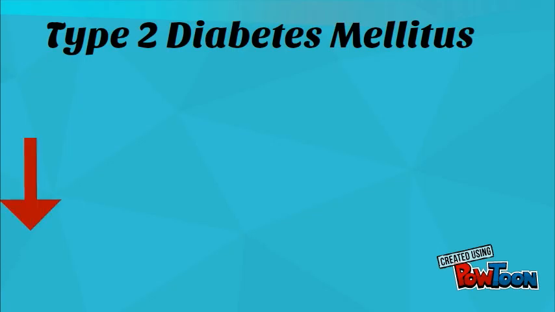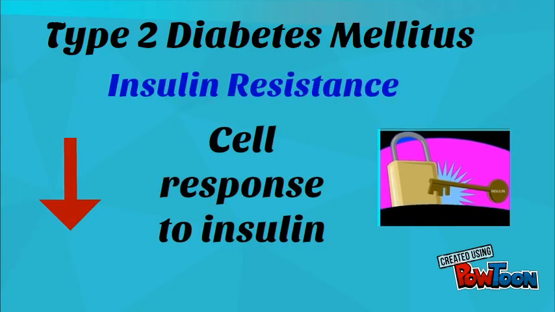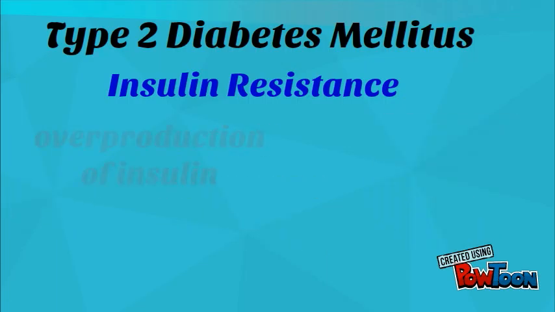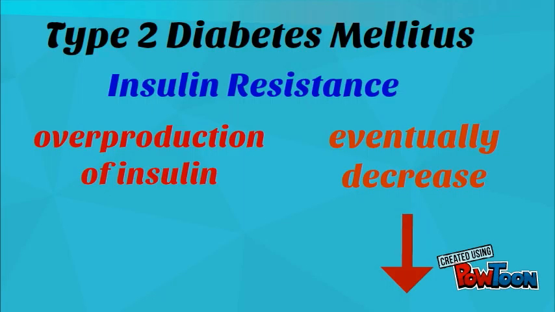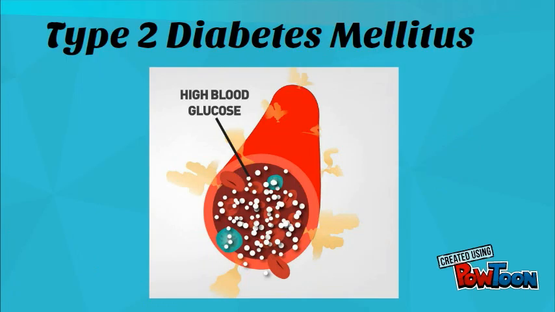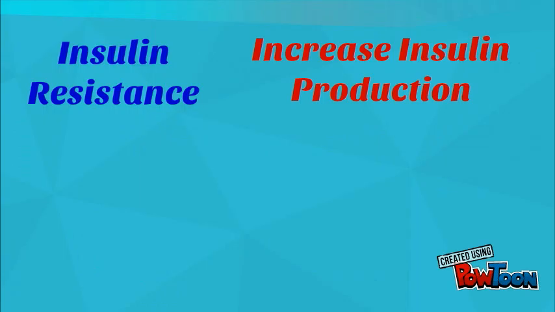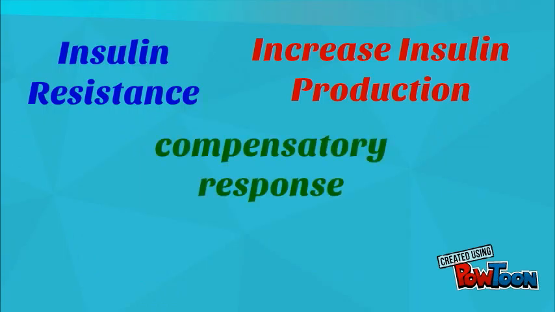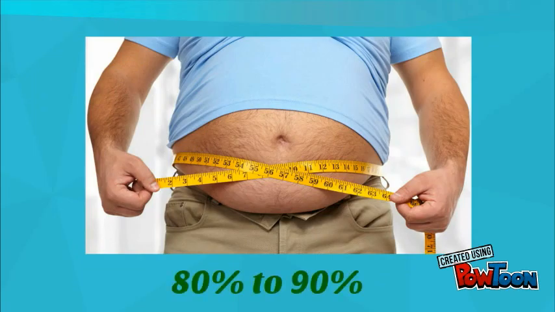In type 2 diabetes there is a decrease in cell responsiveness to insulin, referred to as insulin resistance. As a result, there is overproduction of insulin early in the disease, but eventually it decreases due to exhaustion of the beta cells. This results in high levels of blood glucose. Insulin resistance stimulates increased insulin production as a compensatory response, and this may predispose the patient to gain weight. About 80% to 90% of patients with type 2 diabetes are overweight at the time of diagnosis.